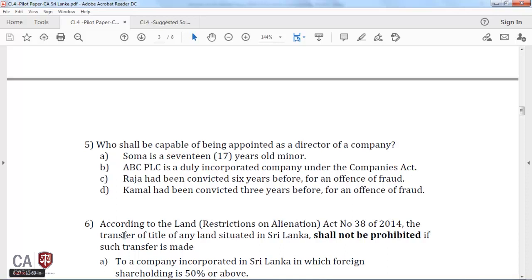Third, Raja had been convicted 6 years before for an offence of fraud. Now for fraud, as I mentioned, from the date of conviction up to 5 years, that person cannot be appointed a director, but after 5 years from the date of the conviction or the sentence being made, that person is eligible to be a director. So C is correct. Raja can be appointed a director. Then D, Kamal had been convicted 3 years before for an offence of fraud. So Kamal does not qualify to become a director because he has still not yet passed the 5-year requirement after having been convicted of the offence of fraud.